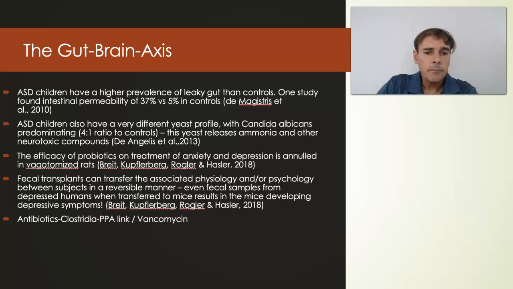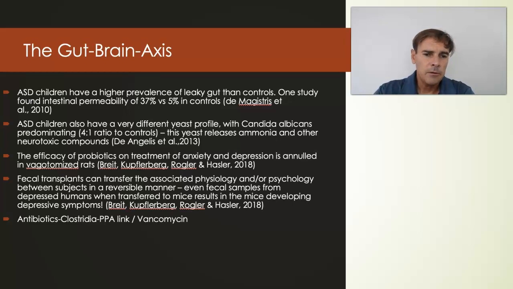And then there's also studies on the effectiveness of probiotics on treating anxiety and depression. But if you cut the vagus nerve, via vagotomy, the nerve that connects the gut to the brain, those benefits are annulled. So it seems like the vagus nerve is carrying that line of communication from the gut to the brain. And it's almost like the gut is an extension of the brain.